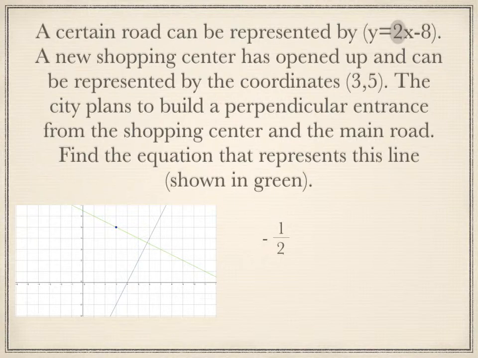The other way you could do that is by counting the squares. We went down 1 and over 2 to get to the next point. Over to the right 2. Or if you're looking at it the other way, we went to the left 2 and up 1.